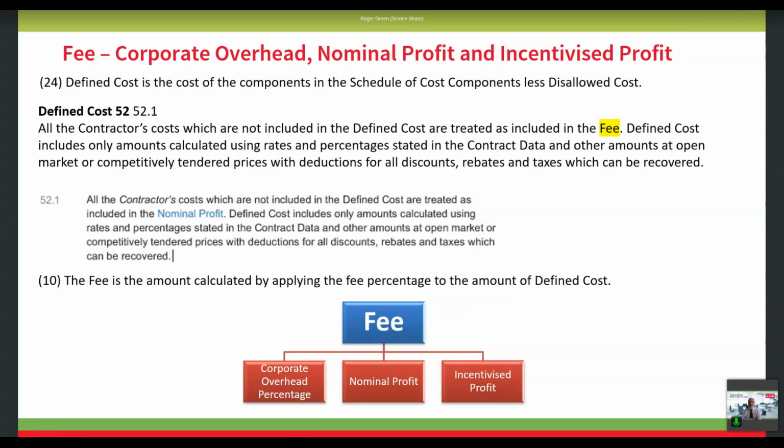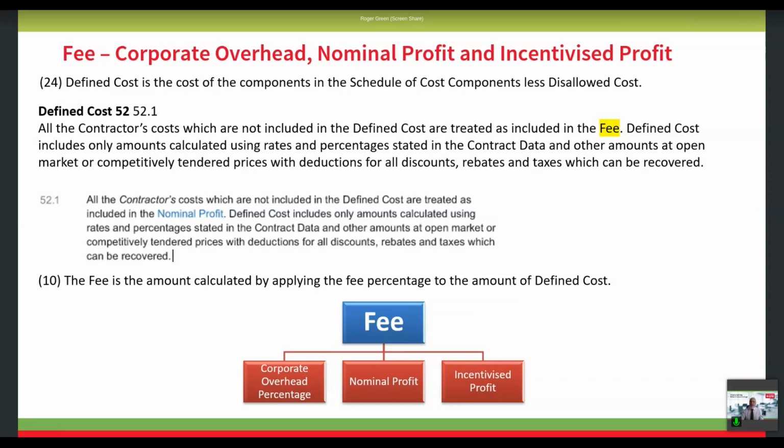So here's this defined cost definition coming in, and it's the cost of the component of the scheduled cost of components less disallowed cost. So disallowed cost is identified and what it's actually called. Here is the standard definition on the NEC, and here is the new definition, and you can see here's this blue again.